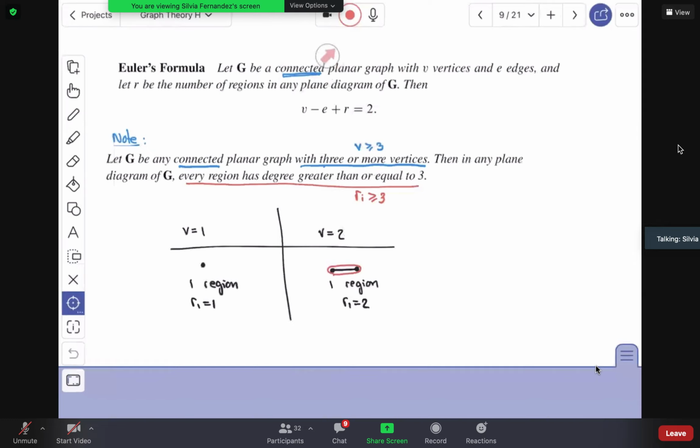But the reason why this is here is because if I try to do this for 2 polygons together, then it's not going to give me 2. Okay, so when you read problem H29, when it tells you that there are at least 3 vertices, it's so that you can use this note.